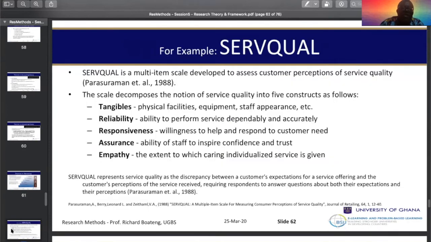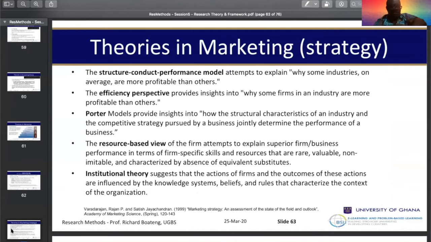Okay. Then you've got the service quality model, which you talked about earlier. And then you've got theories in marketing. Theories in marketing has to do with the fact that you have so many other theories there, like Porter's model, which is for management, and it's also used in marketing. Resource-based view of the firm, which is for management, is also used in marketing. Institutional theory, which is from social science, is also used in marketing. And then the structural conduct performance model: why some industries are on average more profitable than others. And the efficiency perspective: why some firms in an industry are more profitable than others. So this is a look at more strategic theories, management strategy theories.